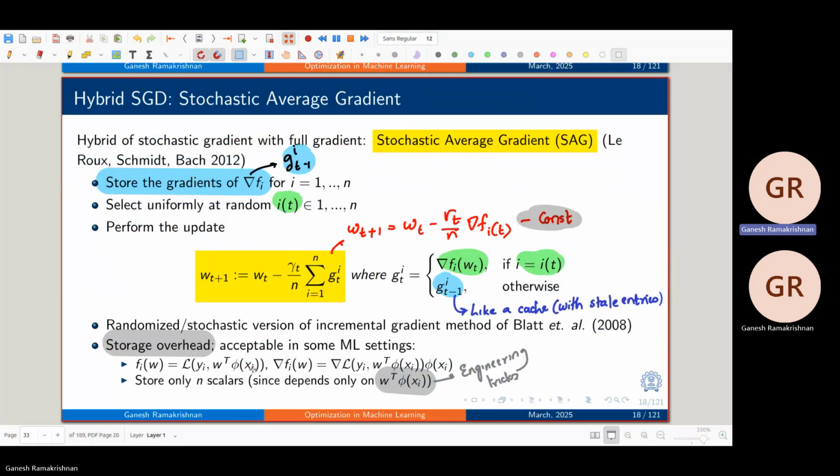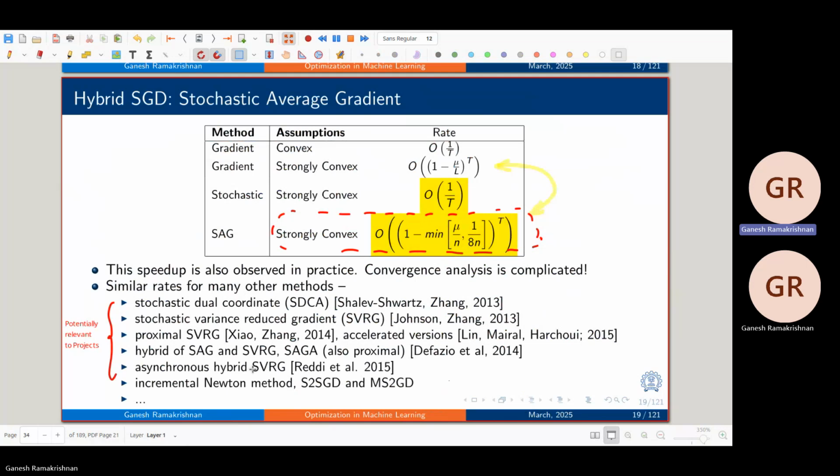But it's good. It looks like it's trying to get the best of both worlds, right? This was by Bach in 2012. Every paper of Bach will have some mathematical analysis. That's the strength. So what was shown there? If you go for the stochastic average gradient or the hybrid version, then you start to tend toward what strong convexity gave you, which is good, right? Because if you remember, stochastic strong convexity was just 1 upon T. In some sense that gap is being bridged now.